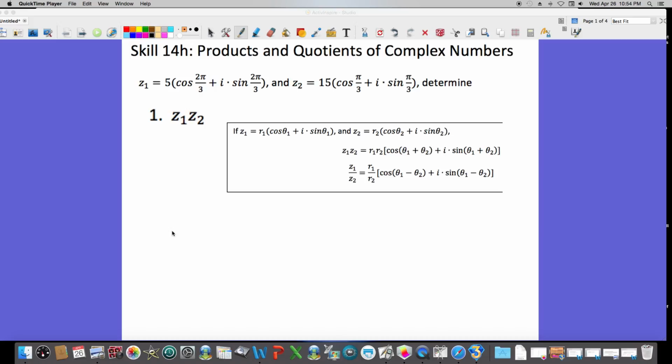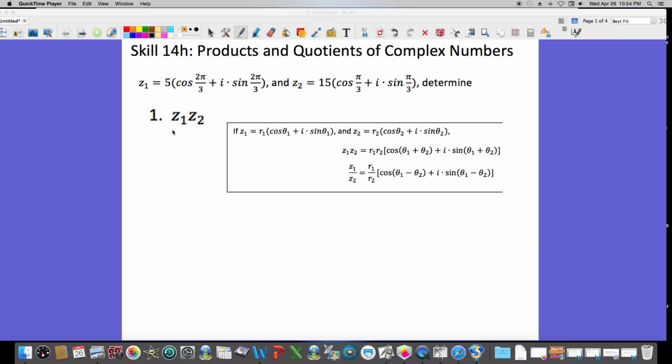So let's take a look at some of the problems from this skill 14H, where we're going to have complex numbers written in polar form and either multiply them or divide them. To do that, we're going to use these formulas that were in our notes. If you have some complex number, call it Z1, written in polar form, we use that subscript of 1 to distinguish it from another complex number written in polar form that we're calling Z2.